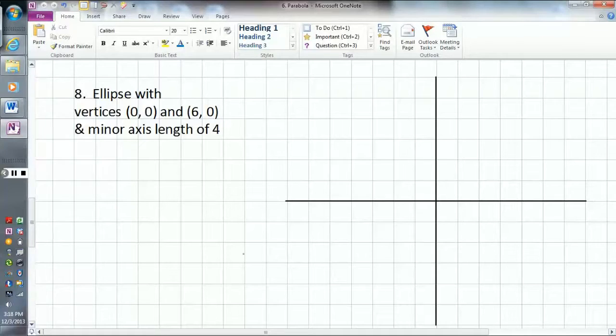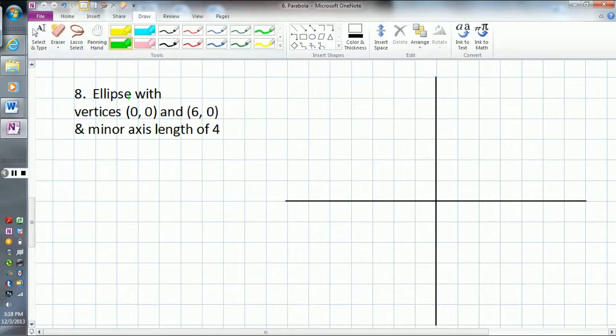In this video, we're going to talk about how to write the equation of an ellipse with some given characteristics. And we are going to start with this first example. We're going to write the equation for an ellipse with vertices at (0, 0) and (6, 0) with a minor axis of length 4. So, again, I always think it's a good idea to start by drawing a picture. Let's get a sketch, see what this thing looks like.